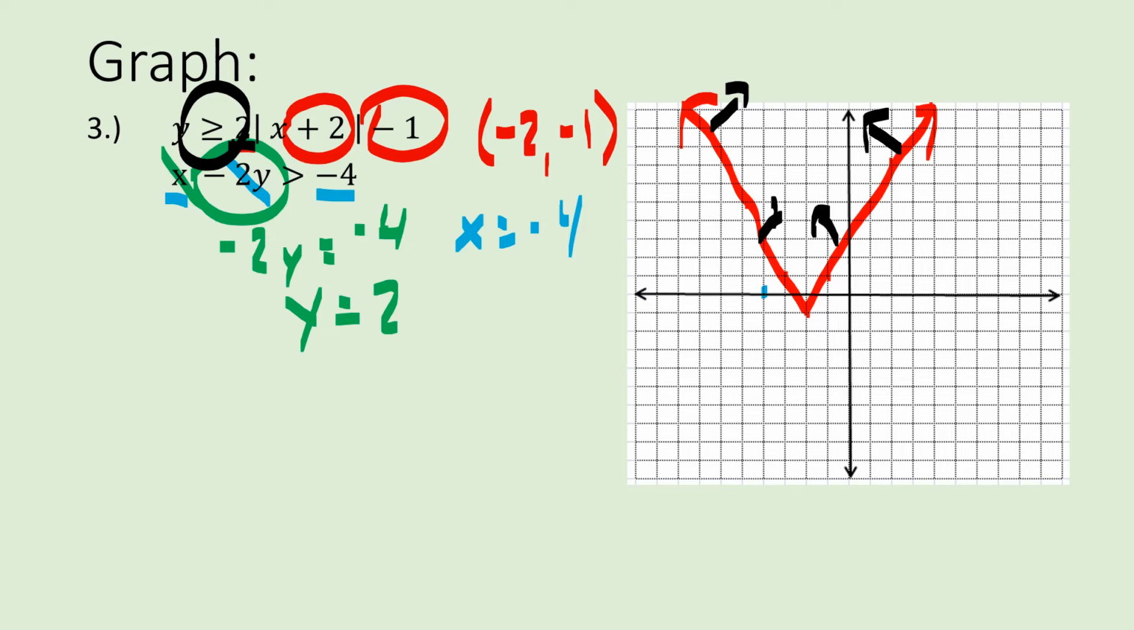All right, so we have x equals -4, and we have y equals 2. Looks like that. This is going to be a dotted line because that sign here doesn't have the 'or equal to' sign. So dotted line through those.